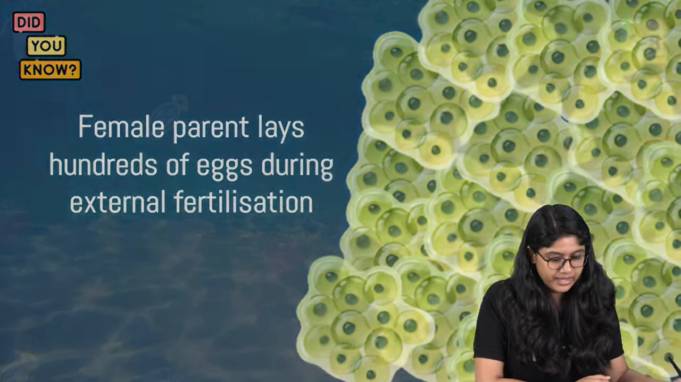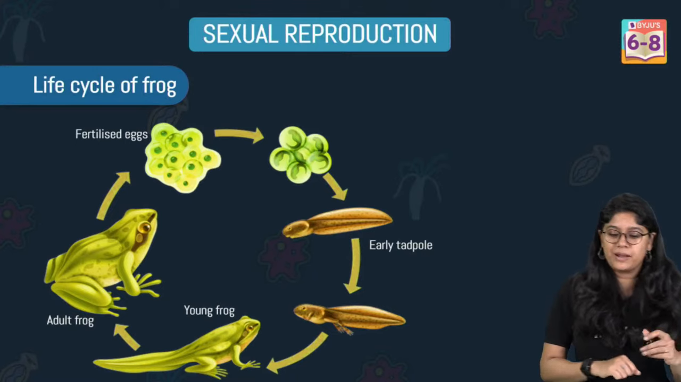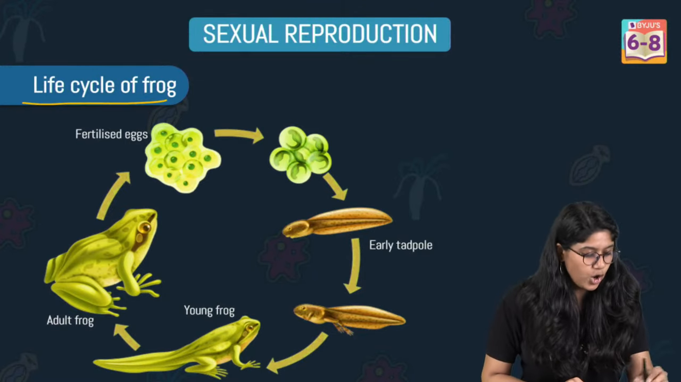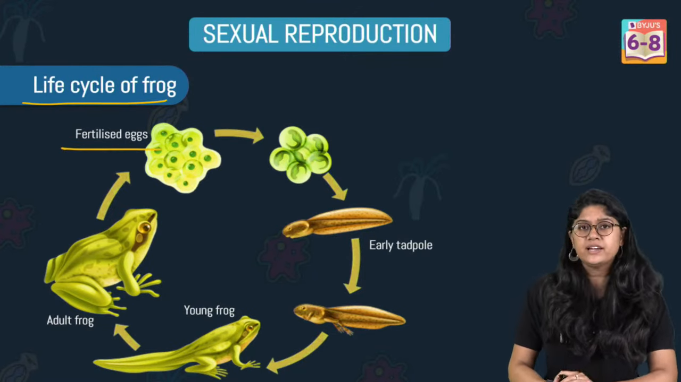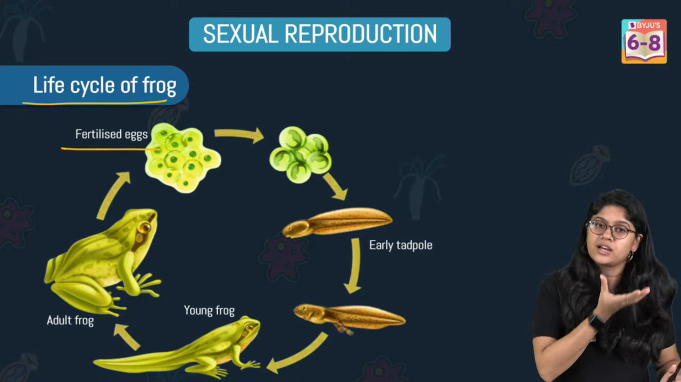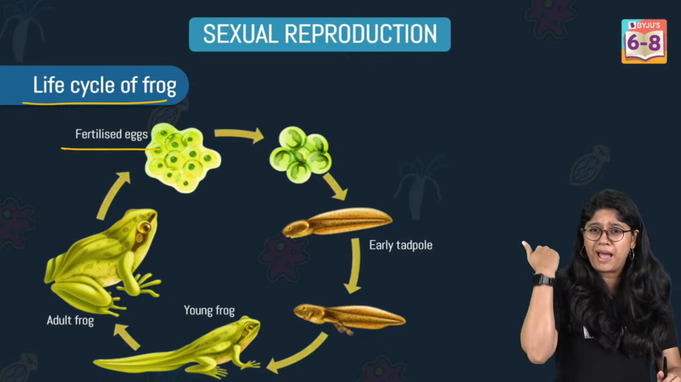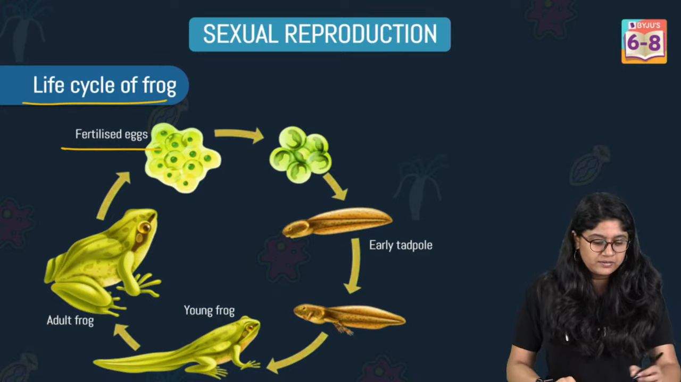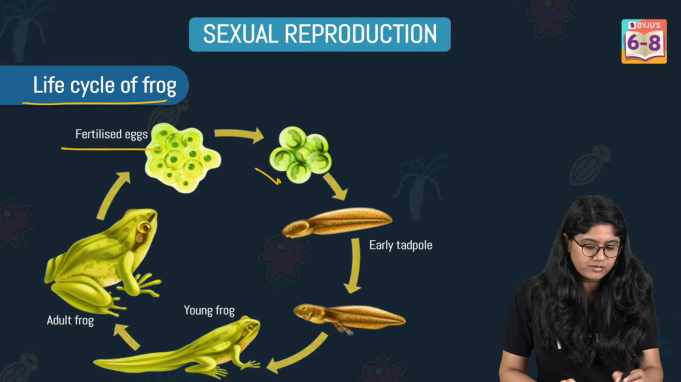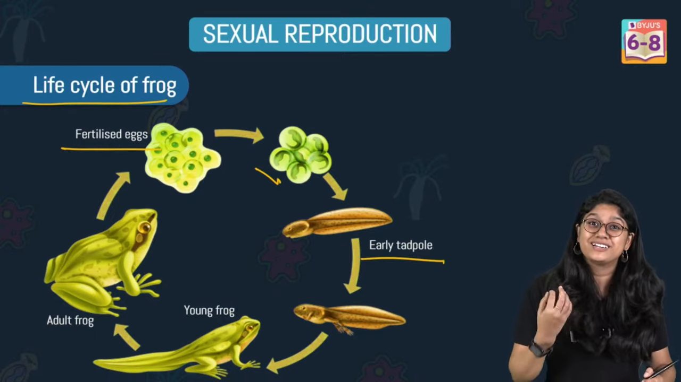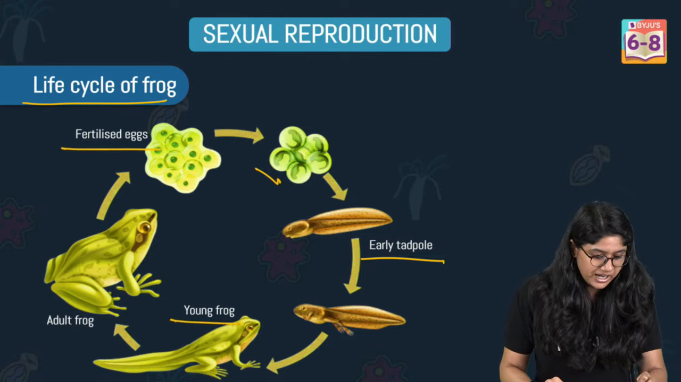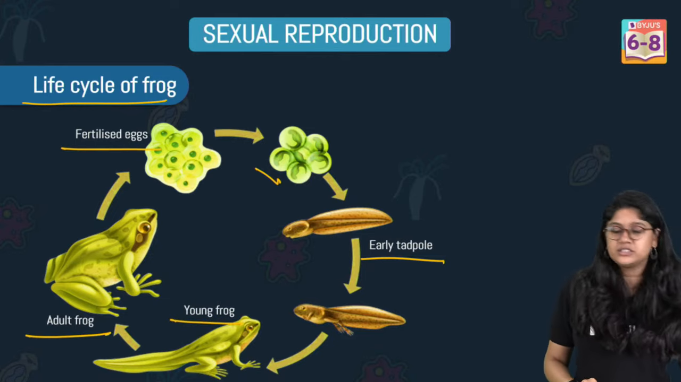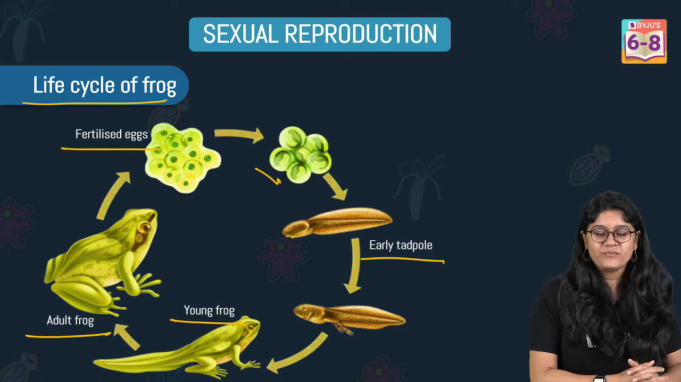Yes. And then, of course, let's quickly talk about the life cycle of frog, right? So we have the fertilized egg. These fertilized eggs are present in the back of the frog, right? They will develop into a small larva. We have early tadpoles. They'll get more mature. We have a young frog, and eventually we'll have an adult frog. Clear?